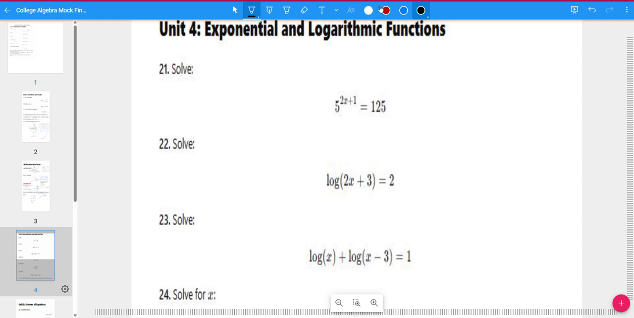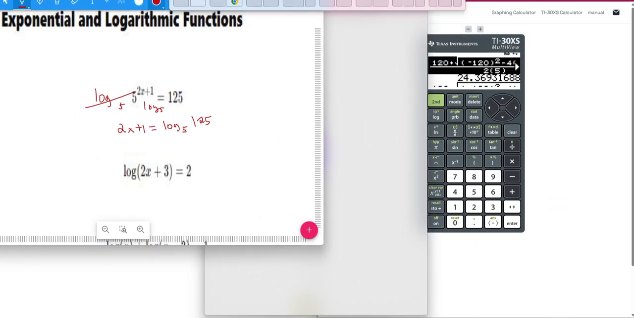Right here, one thing I need to show you is how to write this out. So if I have 5 to the 2x plus 1 equals 125, the way I would go about doing this is doing log base 5 on both sides, because that'll cancel out that, and I have 2x plus 1 equals log base 5 of 125. But the issue is, on these little calculators you're forced to use, you can't type that in.